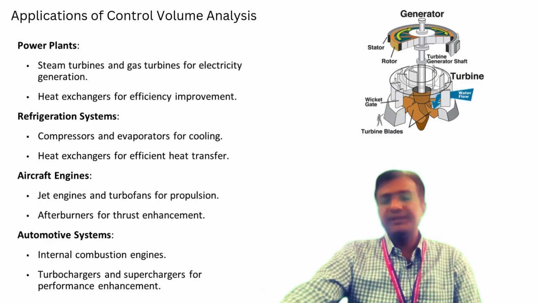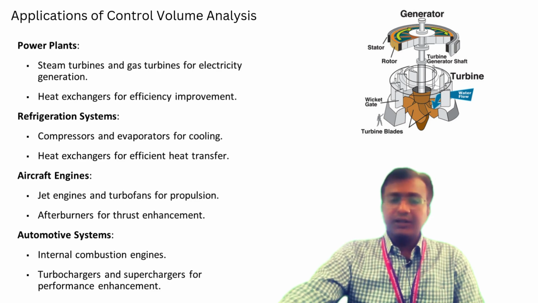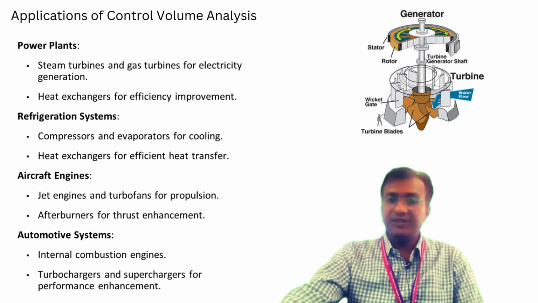Now, in this slide, we will see the applications of these control volumes. In the case of power plants, as we have discussed, there are three important components: the steam turbine, gas turbines, and the heat exchangers. In refrigeration systems, there are three principal components where we use the steady flow energy equation: the compressor, evaporator, and the heat exchangers.